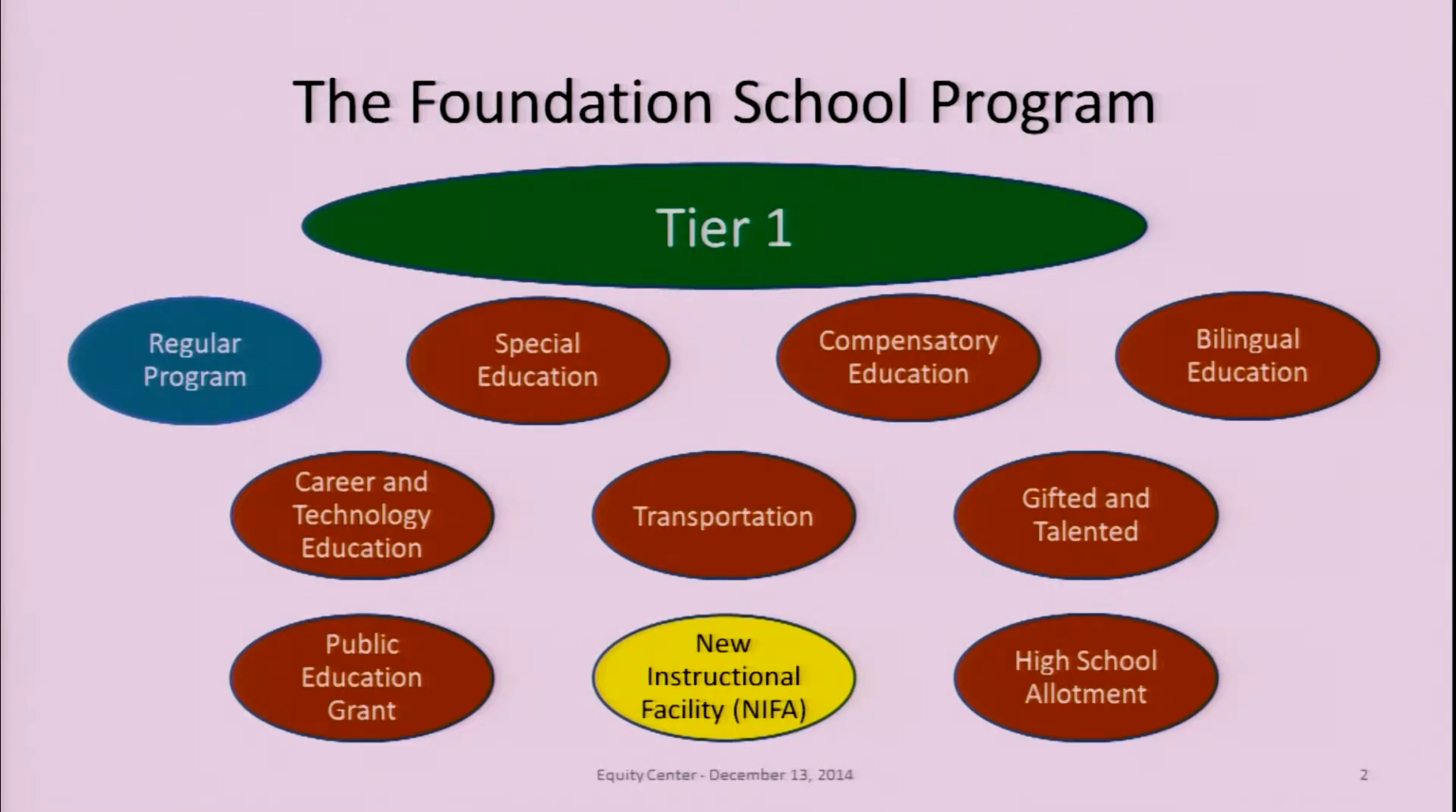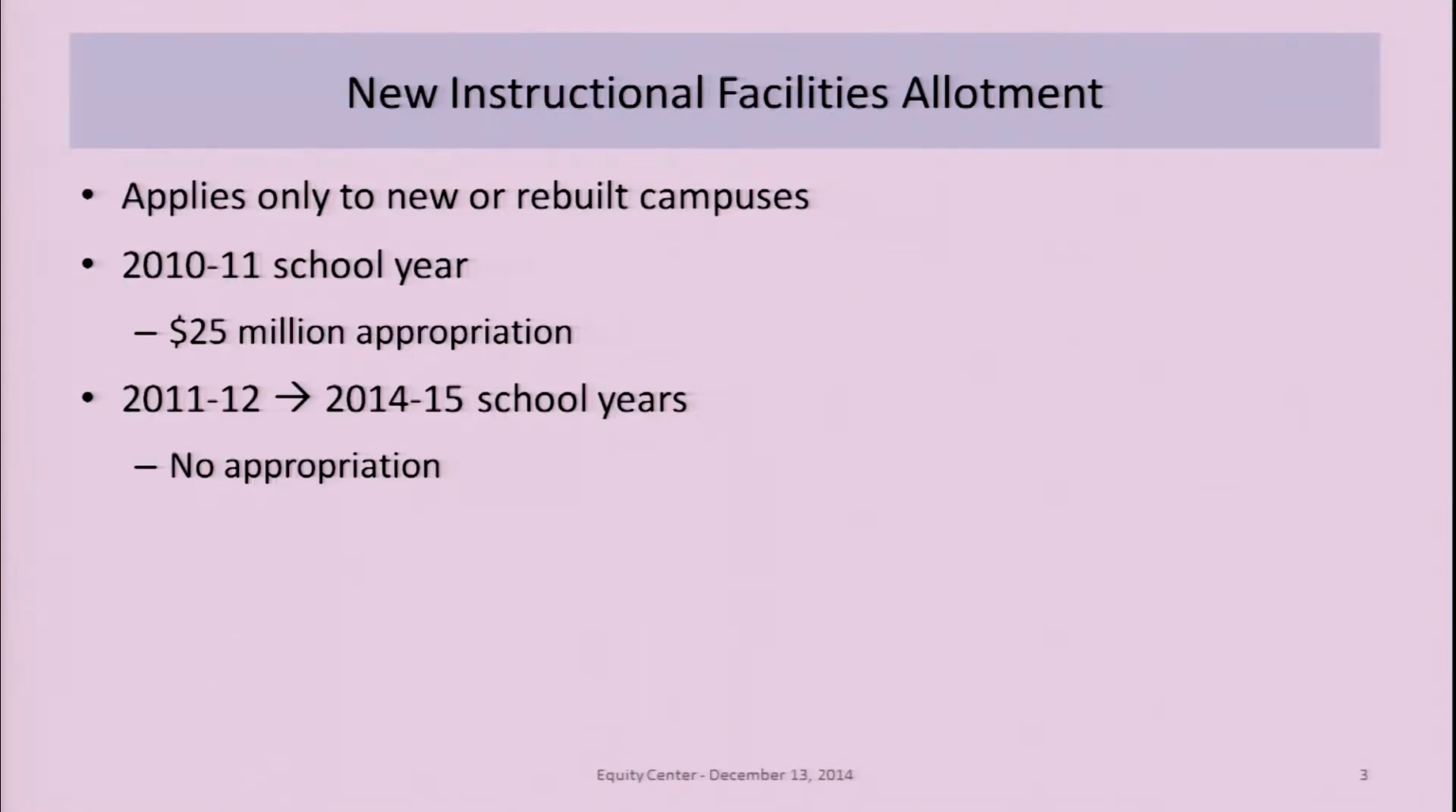New Instructional Facilities Allotment, or NIFA, and it's not for facilities construction. It sounds like it is, and sometimes people get this confused with Instructional Facilities Allotment, which is an I&S equalization funding. But this has to do with startup costs when you build a new campus or you rebuild a campus, so we're talking about major construction. We're not talking about building a few classrooms extra or a wing onto an existing campus. We're talking about a new campus or a rebuilt campus.